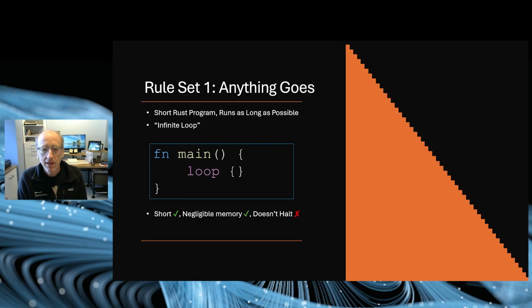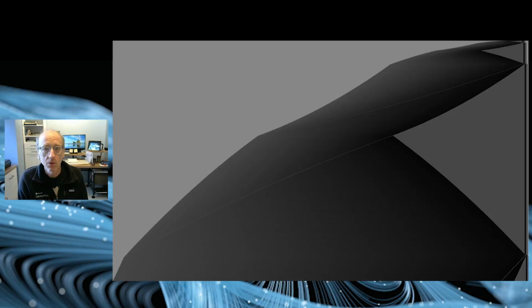So that does what I said. It's what I asked for. It's very short. It's nice that it takes negligible memory. But the one problem with it, maybe, is that it doesn't halt. So we might want to change our criteria so that we also require that our programs stop. And let's add that and call that rule set 2.